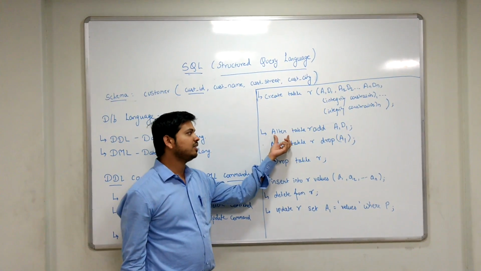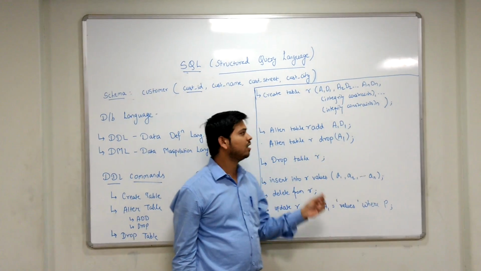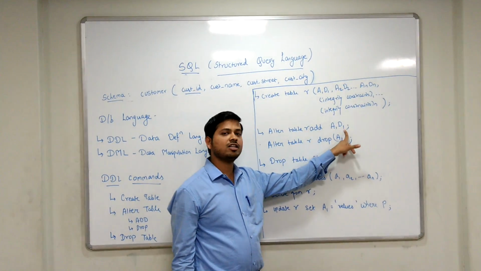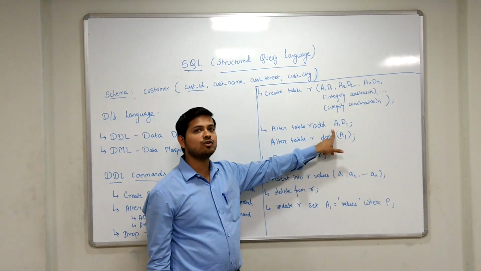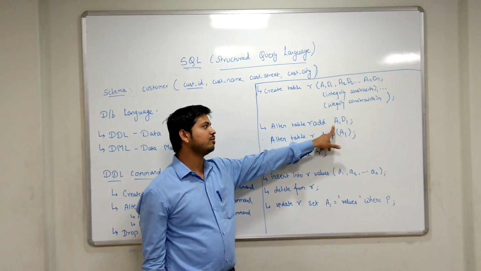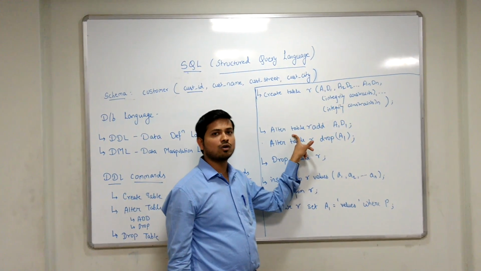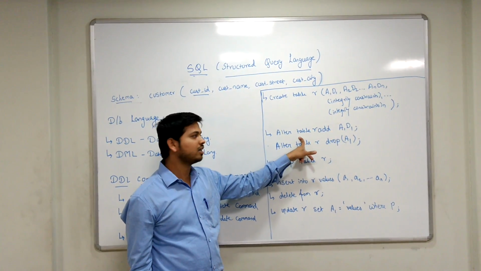Alter table has the syntax: alter table R add A1 D1. Now R is the same, the relation. A1, D1 are also the attribute and the domain type, but here we add one more attribute into the existing relation R. This command is used only for changing the structure of the existing database.